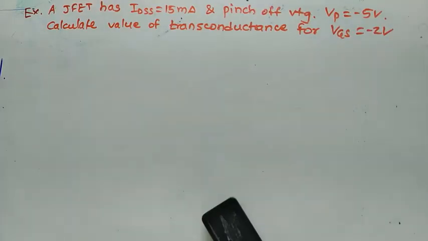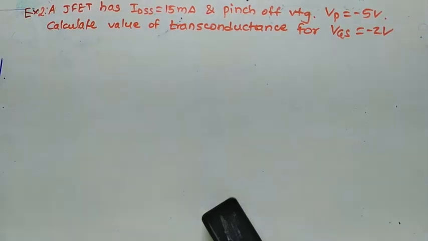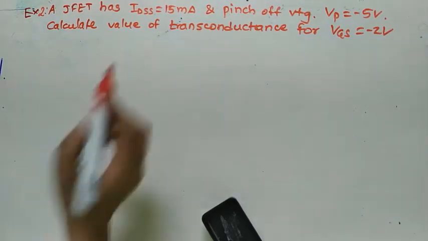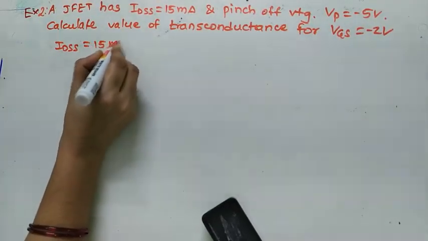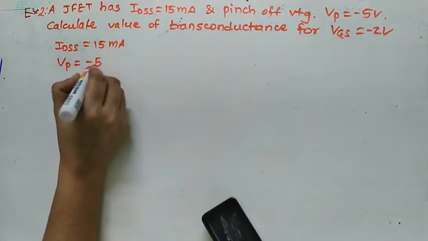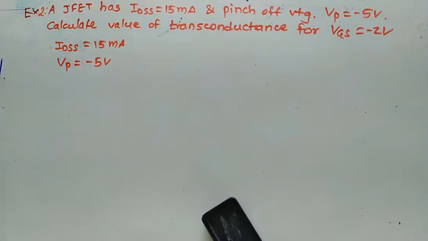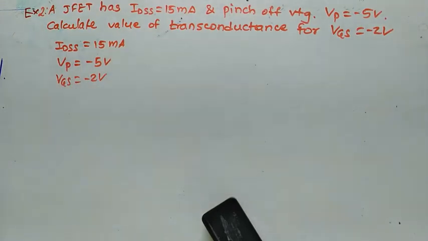So the second example, example 2. A JFET has IDSS equal to 15 milliampere and a pinch off voltage VP of minus 5 volt. Then we have to calculate the transconductance for the VGS value of minus 2 volt, meaning VGS is also given as minus 2 volt.